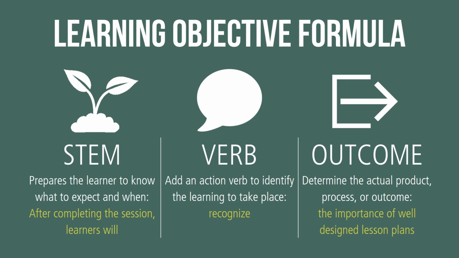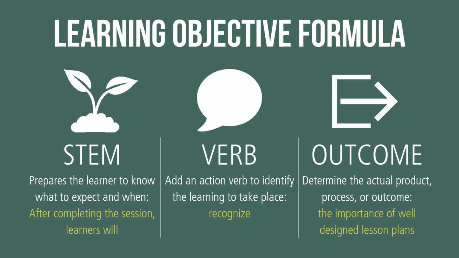Step 1. Create a stem. The stem identifies the context of the learning outcome. Think about the stem as preparing the learner to know what to expect and when. Some stem examples include, after completing the lesson, the student will be able to, or after this unit, the student will have.